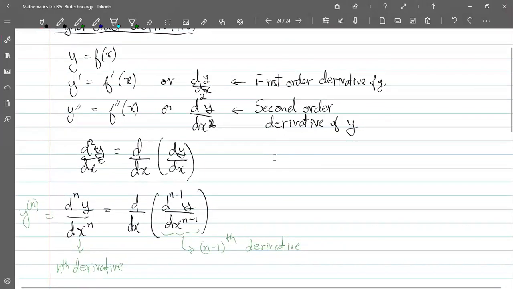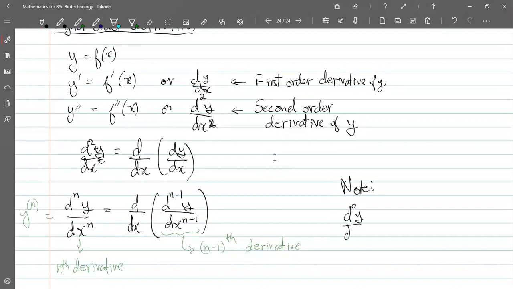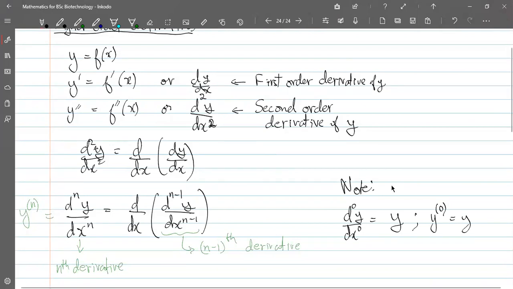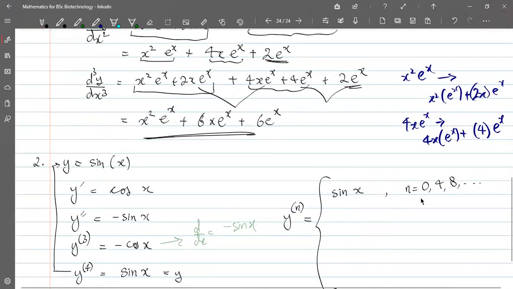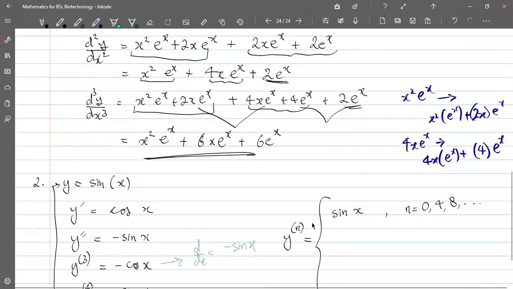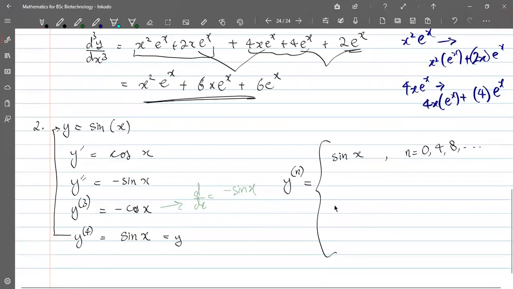So the zeroth derivative is y itself. Remember again, it's not y power 0. Y power 0 would be 1. This is 0th order differentiation of y, which is y itself. Okay, so this is saying if you differentiate 0 times, this function will remain sin x. If you differentiate 4 times, you will get sin x again. If you differentiate 8 times, then also you will get sin x. So you can think of why that is so.